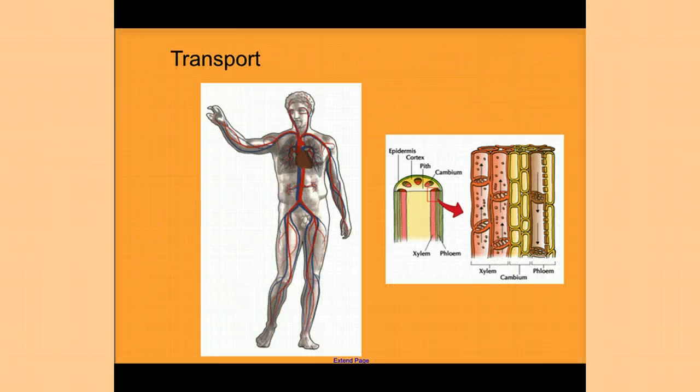Transport. Living organisms have a transport system that allows materials to move from one place to another within them. Humans have a heart that pumps blood and many veins and arteries that allow for materials to be transported to and from cells. In plants, there are 2 tubes called xylem and phloem that do the transporting.